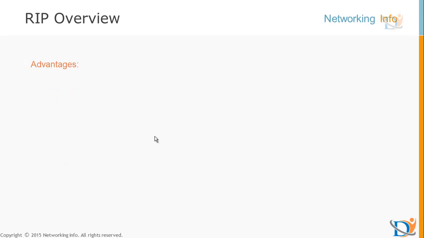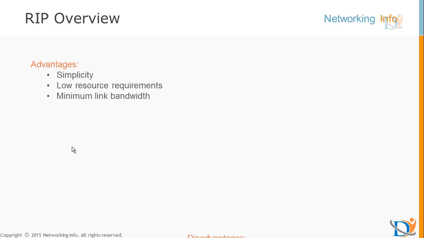Some advantages I can talk about for RIP are simplicity and low resource requirements. We don't need a very high-configuration router; we can configure it on a very basic, simple router. Minimum link bandwidth: RIP does not require much bandwidth to send its updates, but as the network grows, we might face issues because a lot of periodic RIP updates will go here and there.